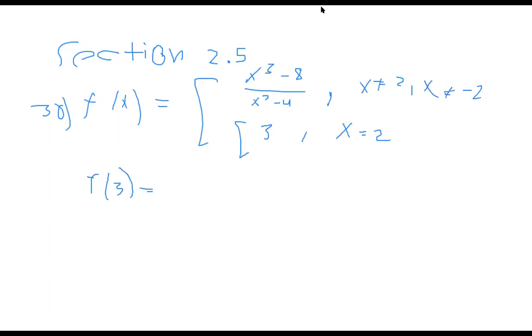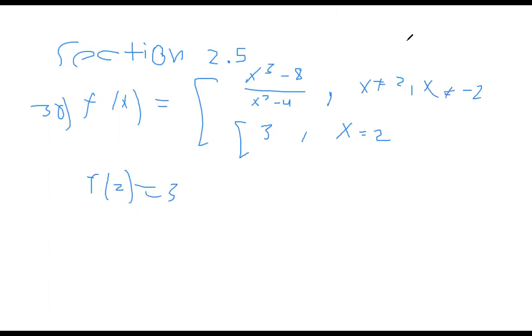Wait, wouldn't it be the other way around? Yeah, thank you for correcting. Hold on a second. It's f of 2, right? So f of 2, and you get 3. So that's the first one. The right and left hand limit have to equal 3 in order for this to be continuous.